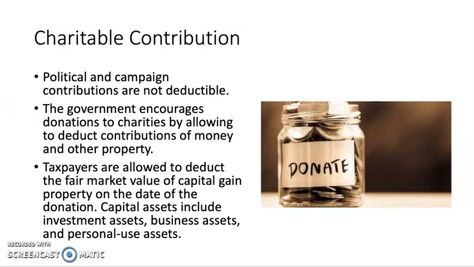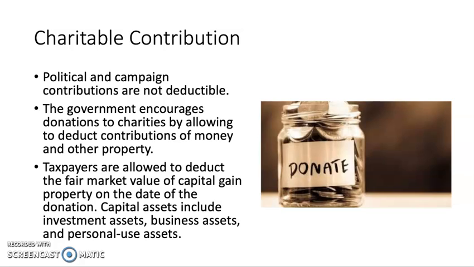Another type of deduction would be related to charitable contributions. Political and campaign contributions, however, are not deductible. So an example of this would be you donated to either President Donald Trump or one of the Democratic nominees or one of their various super PACs for political ads. This cannot be deducted from your tax returns. However, the government does allow you to deduct from certain types of charities that are recognized.